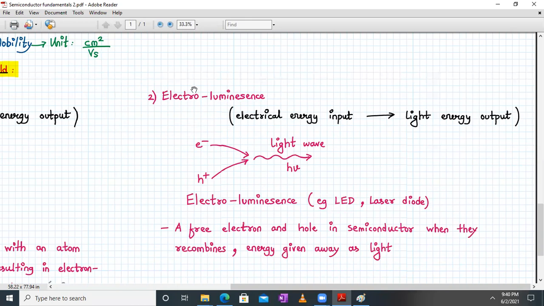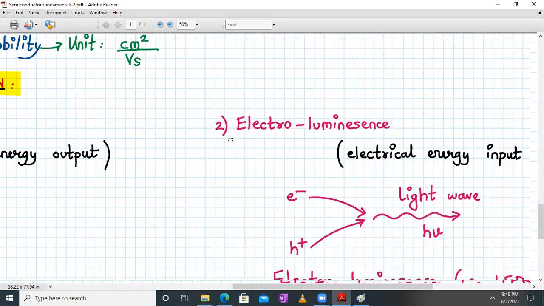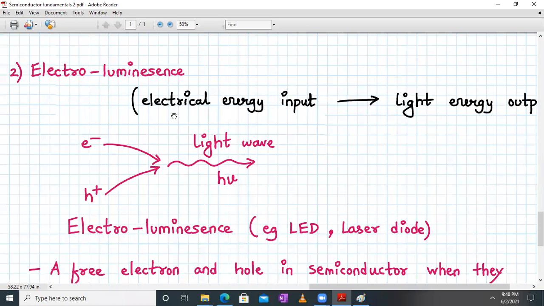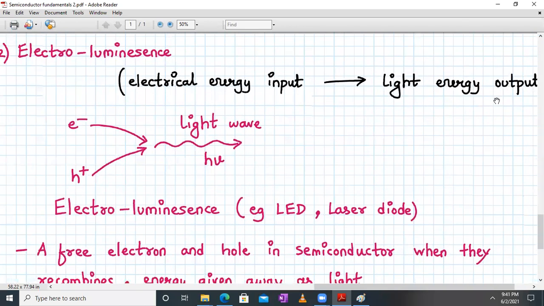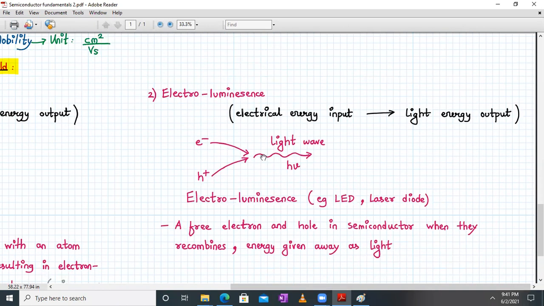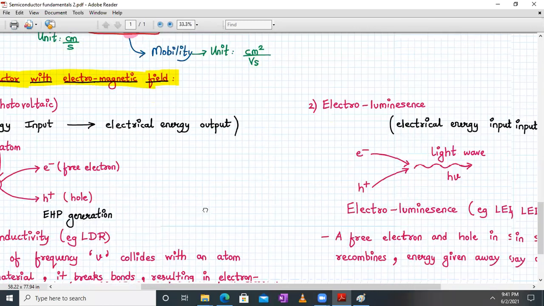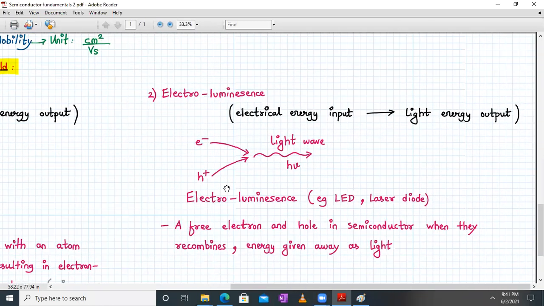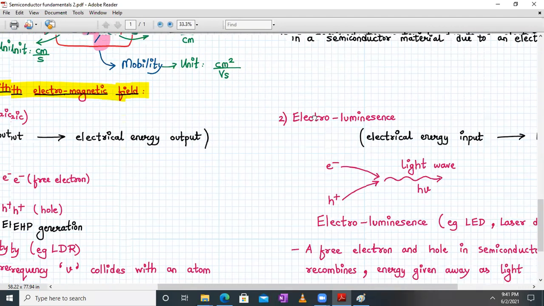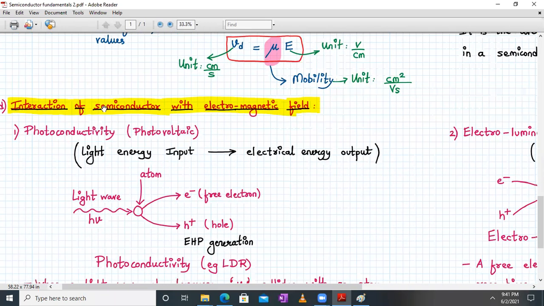The last one is electroluminescence. Here the process is reversed: electrical energy is the input and light energy is the output. In an LED, light emitting diode, there is a free electron and a hole in a semiconductor. When they recombine, energy is given away as light. It is exactly the reverse process of photoconductivity. Examples are the LED or a laser diode. So these are the phenomena that come under the interaction of semiconductors with the electromagnetic field.